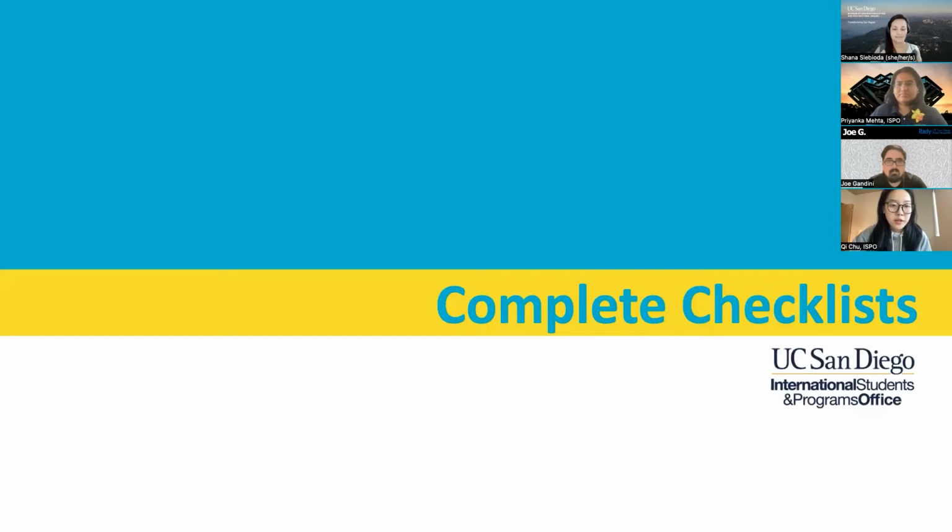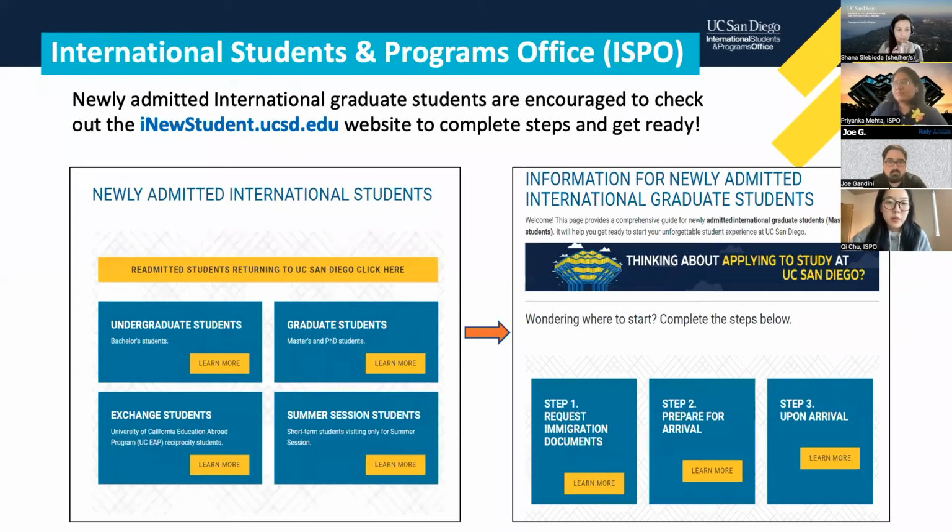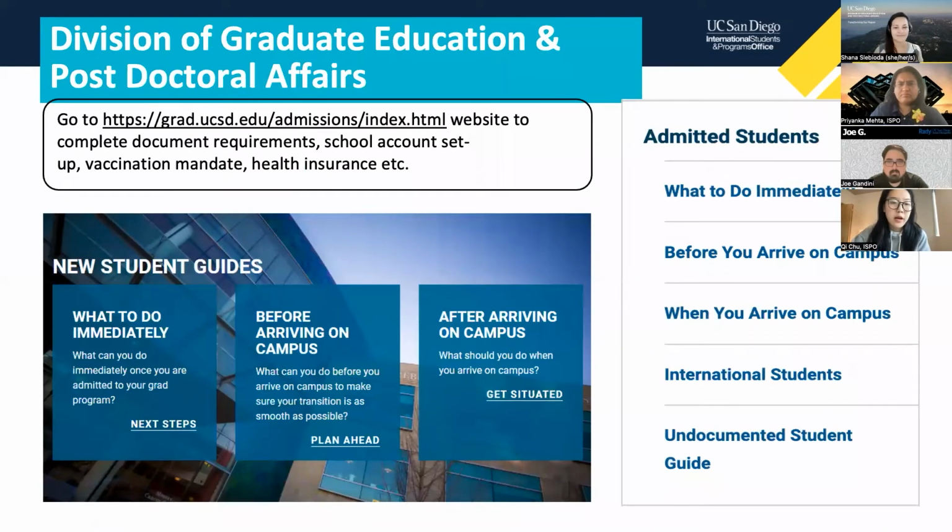So before we start, I want to first mention there are several checklists that you will need to complete. First is regarding the International Student Program Office. Newly admitted international graduate students can go to iNewStudent.ucsd.edu, click on the graduate student section, and there will be several steps for you to prepare, whether for your immigration status, your entry, or other procedures and paperwork after arrival. Next I will hand off to Shauna to talk about the graduate division's checklist.